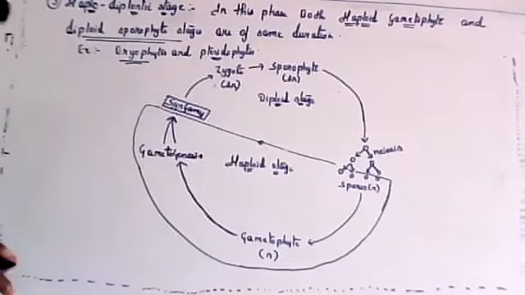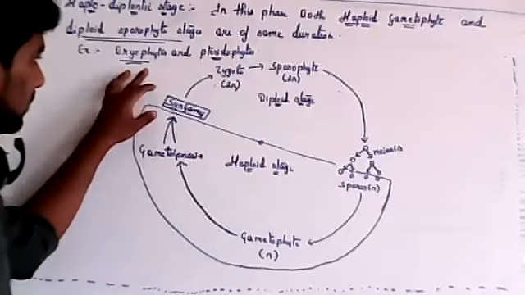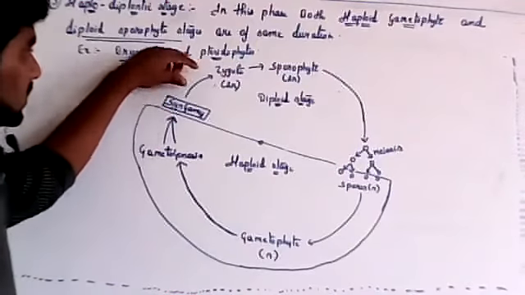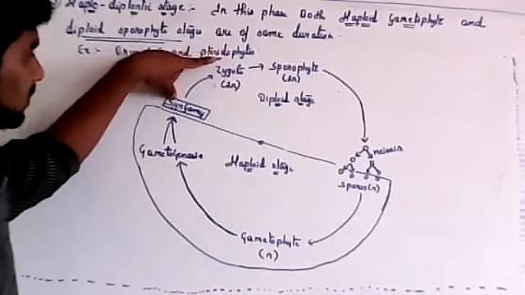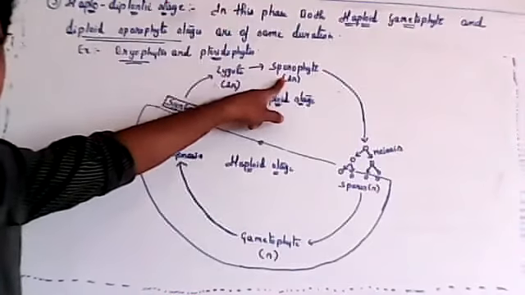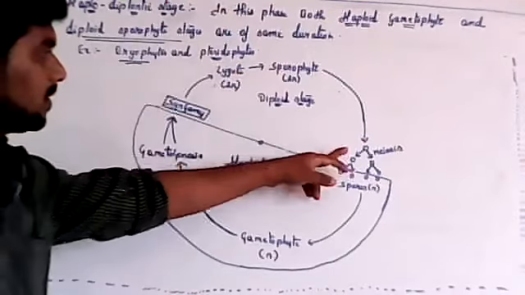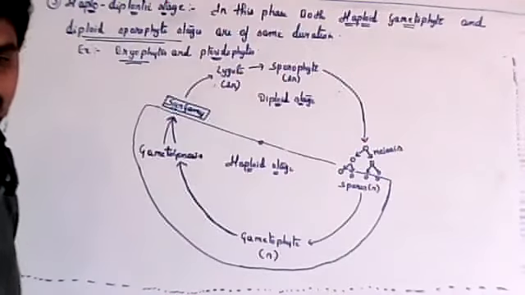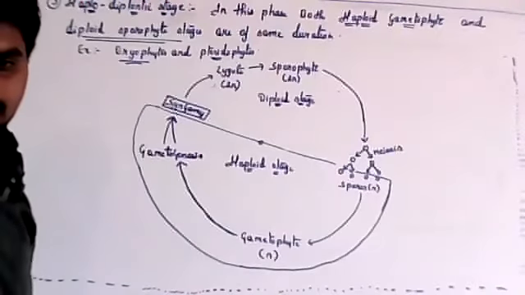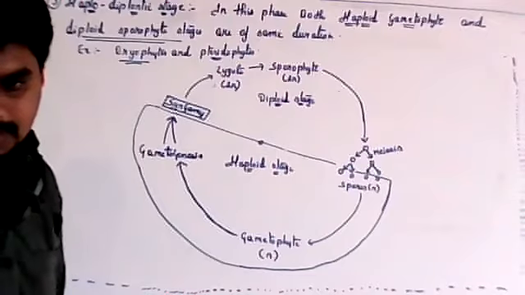After gametogenesis comes syngamy. Both male and female gametes will fuse together, and that is called syngamy. After syngamy, a zygote will form. The zygote will multiply and give rise to the sporophyte. Then finally meiosis will take place, and after meiosis, 4 haploid cells will be formed. So this was the last concept in this chapter.